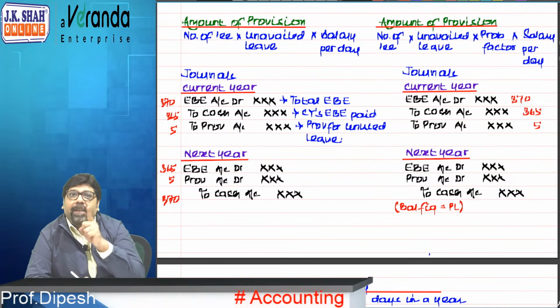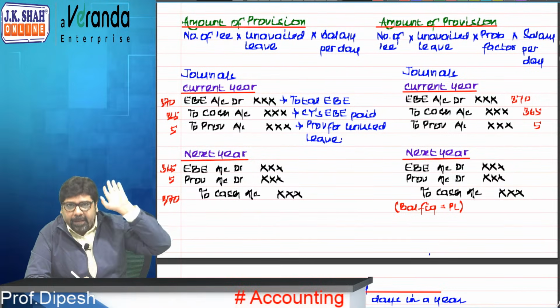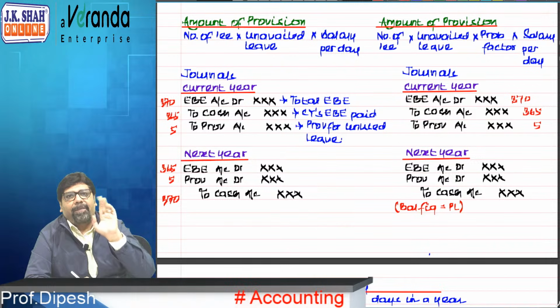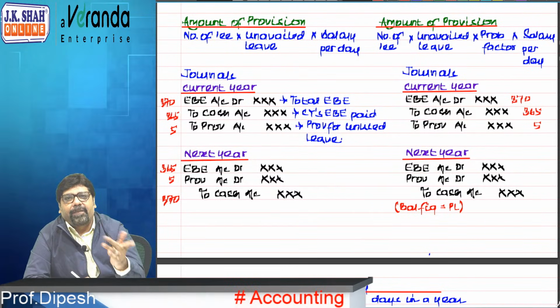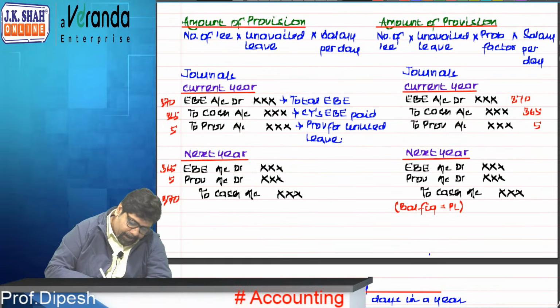He will work 5 days less because previous year he had worked for 5 days extra. Therefore in current year he will work for 5 days less. Yes, so this will become how much? 360. Last year ka provision 5, you will pay him 365. I repeat the entire thing.